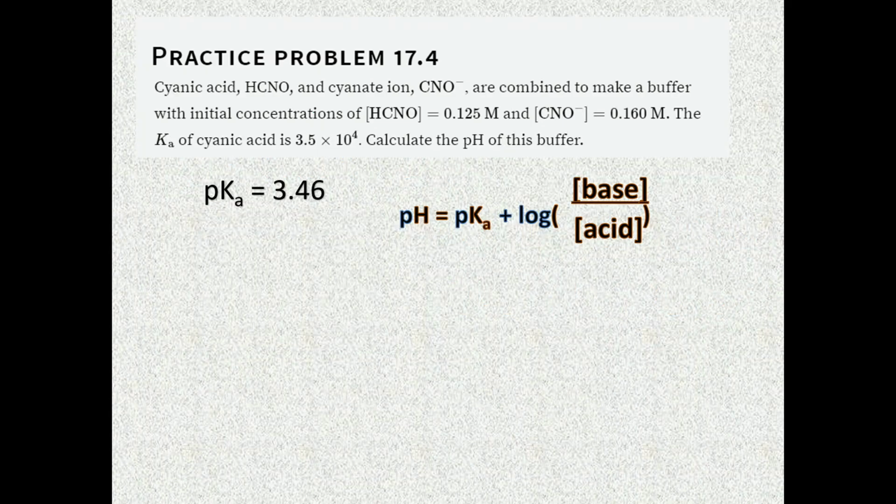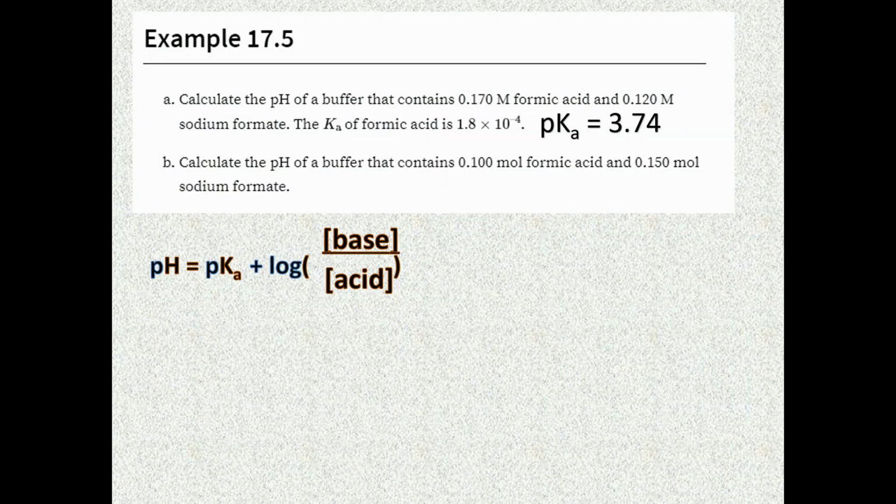So, cyanic acid and cyanate ion. We make a buffer. Now, this will make a buffer. I'm not sure I would recommend making a buffer with cyanide, but what the heck. I have 0.125 molar cyanic acid and 0.160 molar of the cyanate ion. So my pKa, if my Ka is 3.5 times 10 to the fourth, my pKa is 3.46.